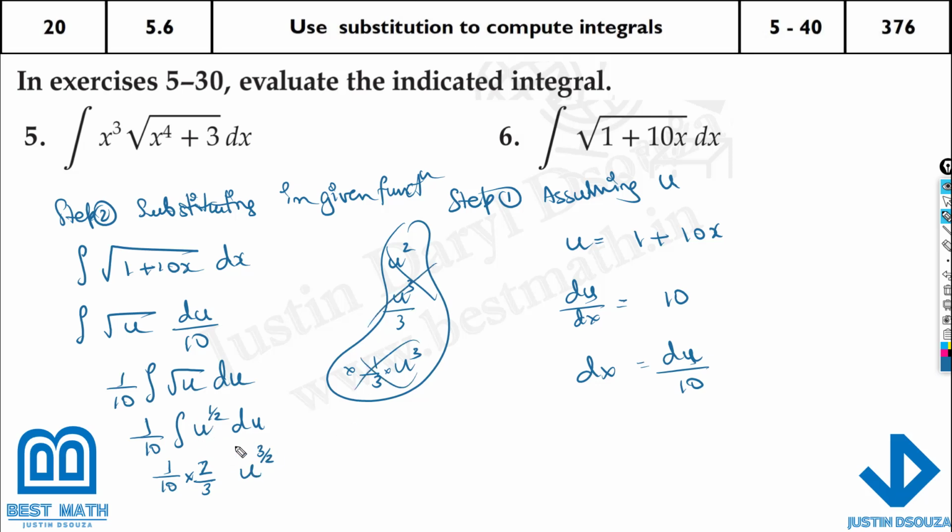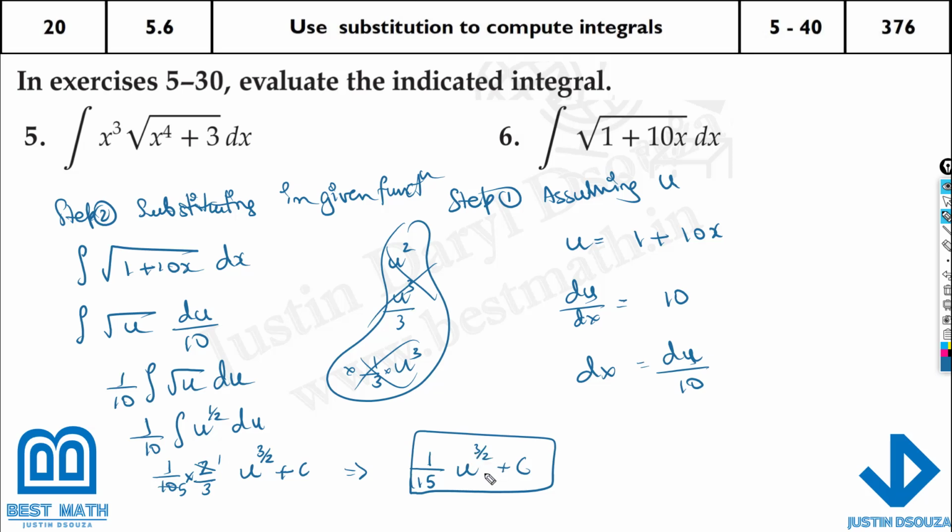Now here we have done the integration. Don't forget to write plus c. Over here, can you simplify? Yes, you can simplify this: 1 times 5 times 3. So the final answer would be 1 by 15, since 5 times 3 is 15, u to the power 3 by 2 plus c. So that must be the solution for the second problem.